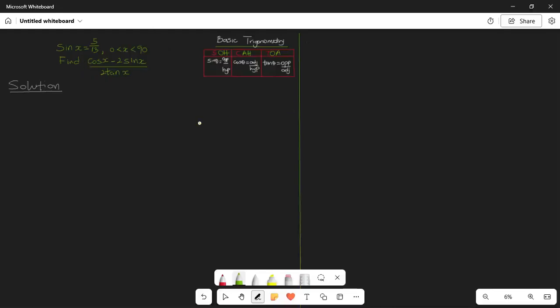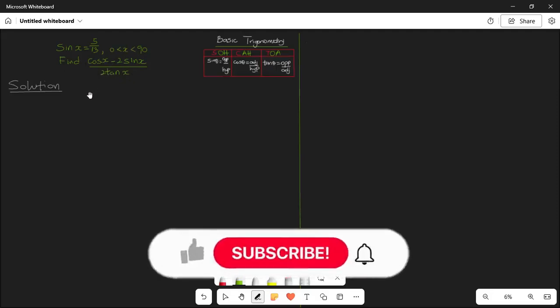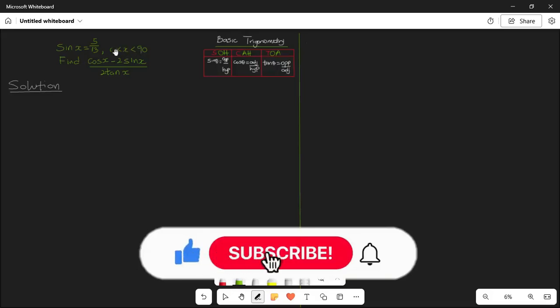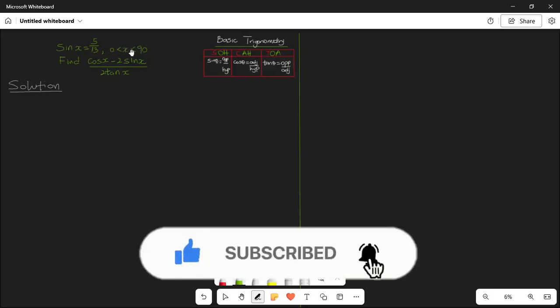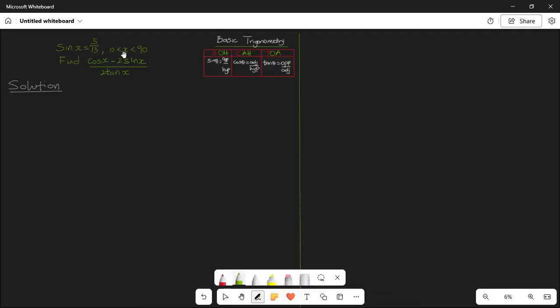So today we're still talking about basic trigonometry, and we have a question on the screen that says sine x equals 5 over 13, then 0 is less than x is less than 90 degrees. Find cos x minus 2 sine x all over 2 tan x. In this particular question, this and this should make you know that the question is talking about a right angle triangle. These two are the hints that tell us this question has to do with a right angle triangle. So let me draw the triangle.